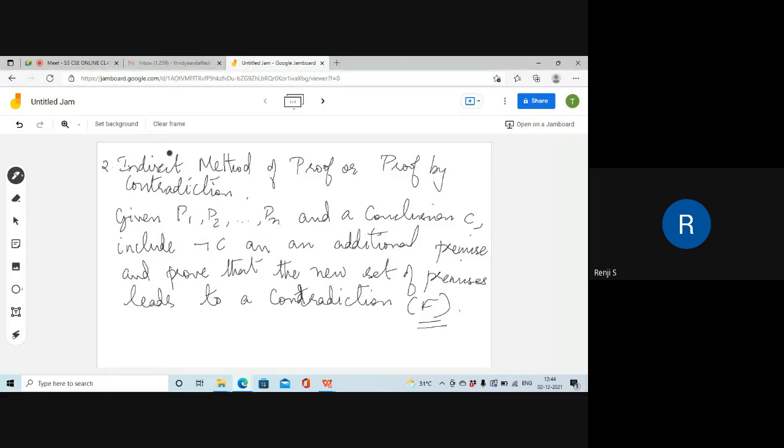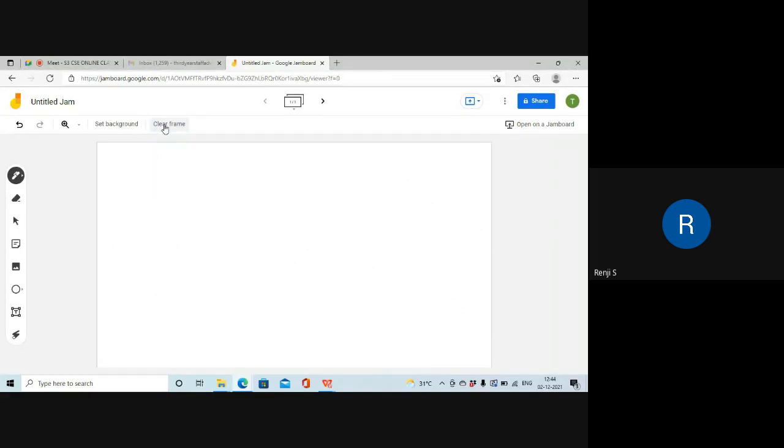So now let us solve one problem based on this. Okay. Now write down the question. Example. Use indirect method or proof by contradiction. You can use the term proof by contradiction.